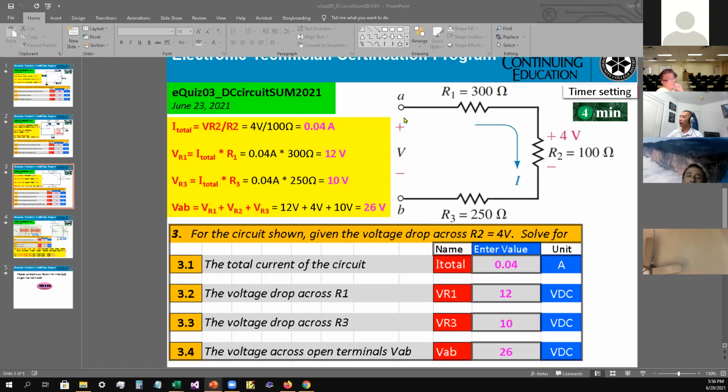Now we can find the voltage source, how much actually goes into the circuit, by adding all the voltage drops over each location. So VR1 plus VR2 plus VR3. VR1 was 12 volt, VR2 was 4 volt, VR3 is 10 volt. You add that up together, and that gives you 26 volt. So the answer for VAB should be 26 volt. Anybody have any question? No. Okay, next one.